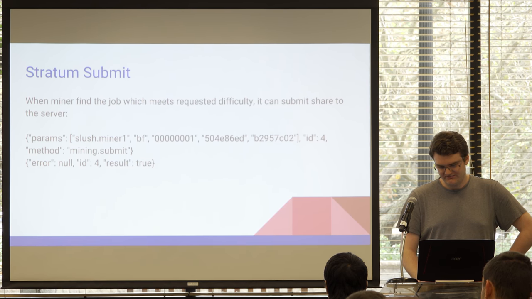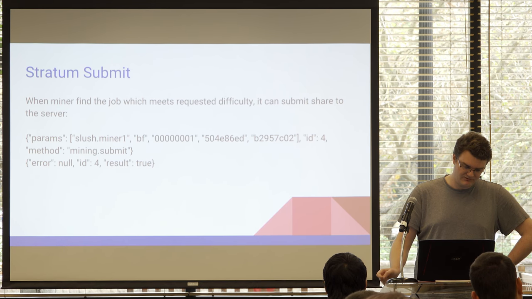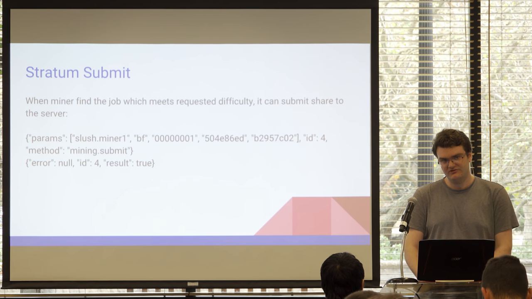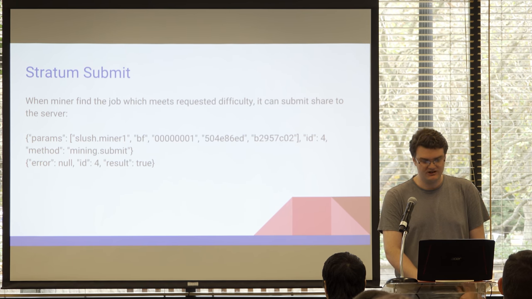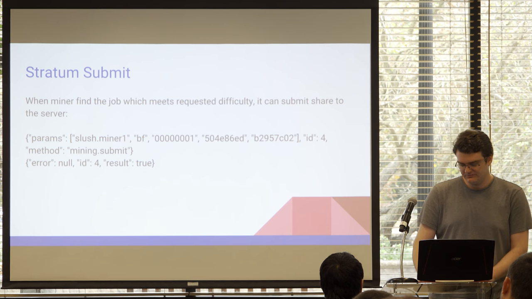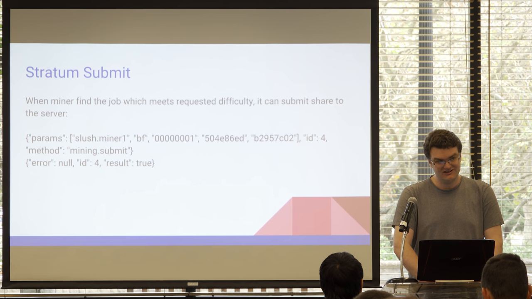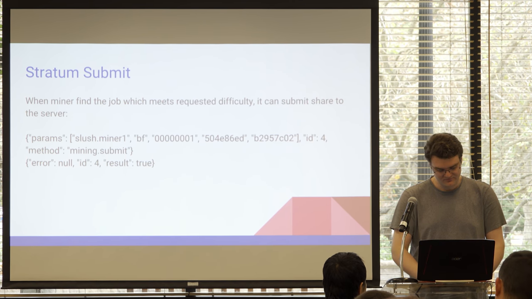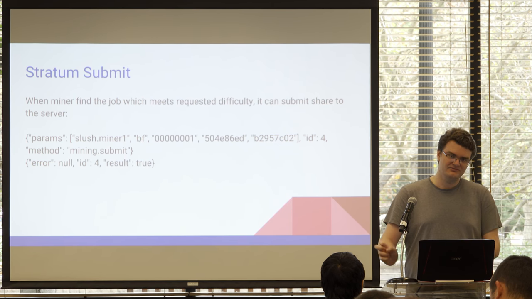And when the miner finds a job that meets the difficulty, and that's the difficulty from the beginning, not the network difficulty, they will submit a share to the server. And if the server is able to validate that share meets the difficulty requirements and is not stale and so on, then the share will be credited to the pool account. The way the pool calculates the credit is it'll just take the share difficulty and credit that much for the share.